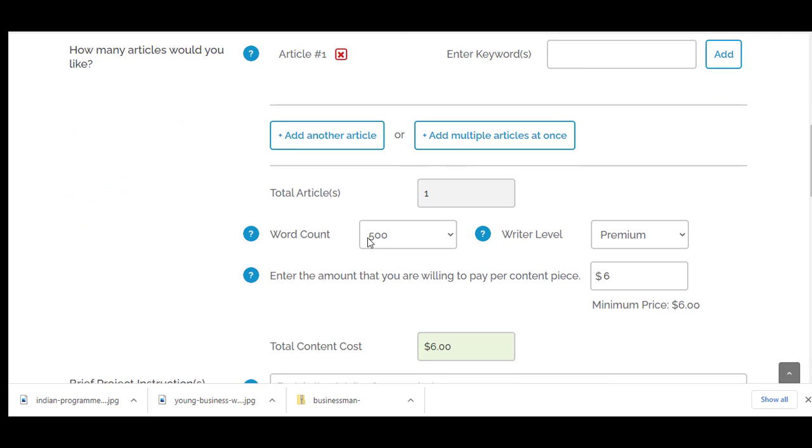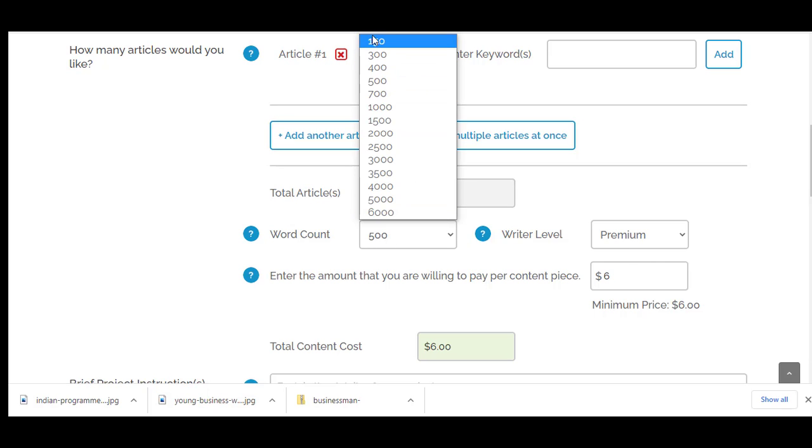And then if I'm ordering more than one, of course, I would say add another article and we'll just keep going. And here you pick the number of words that you like. So it goes from 150 to 6,000 words.